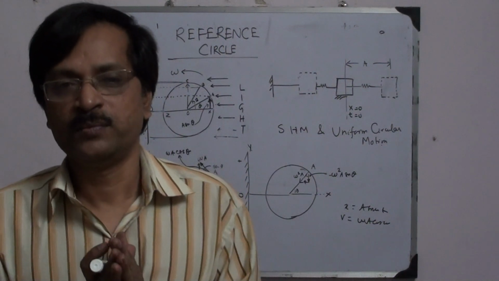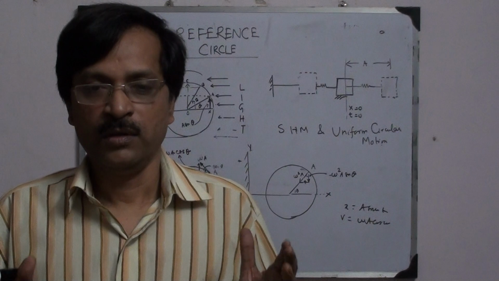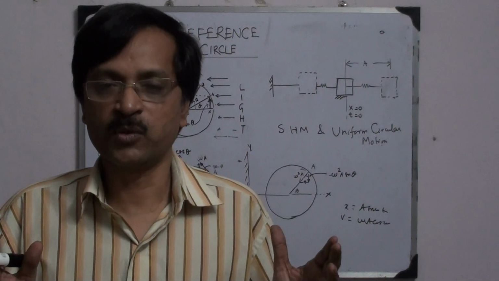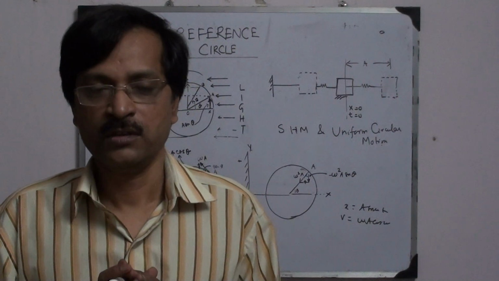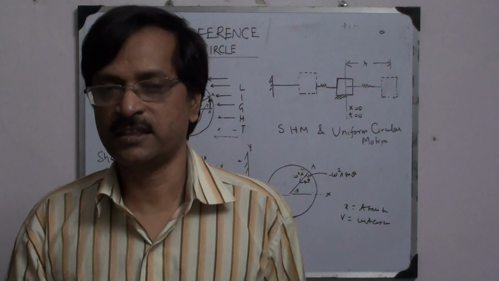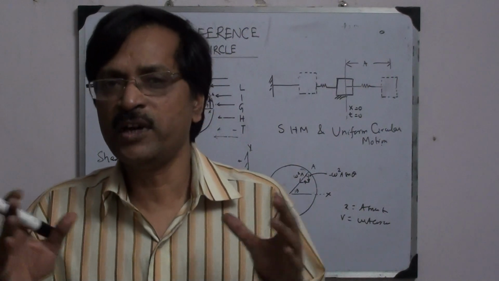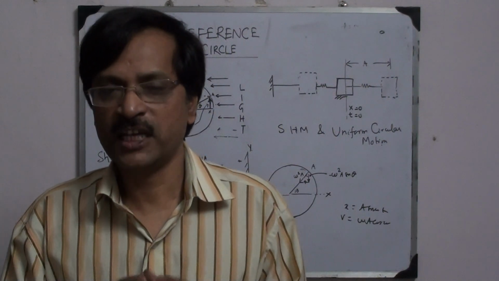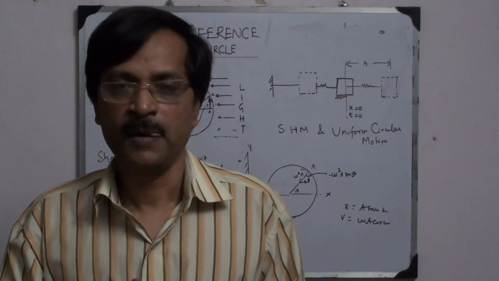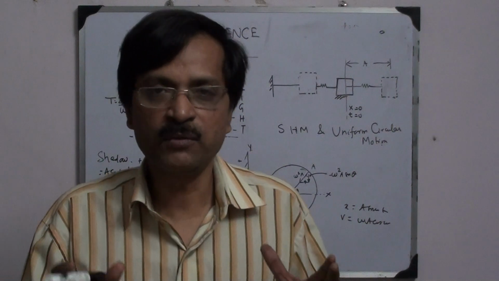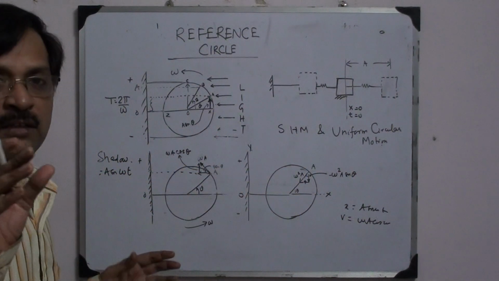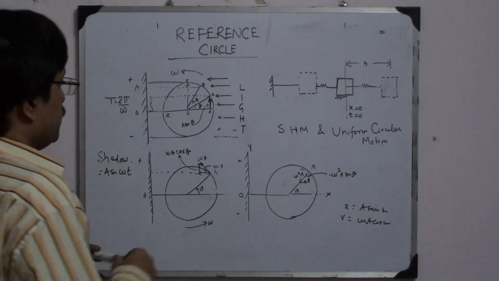Now, the reference circle method takes its cue from the intimate relation that exists between simple harmonic motion and circular motion. You know, circular motion is periodic in nature, just like SHM, but there is a more intimate relation among the two, especially when the circular motion is uniform circular motion. That relation lays down the foundation of this elegant technique. Just see one of the examples.